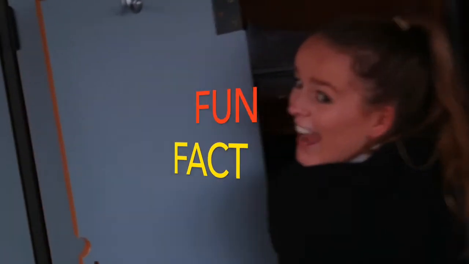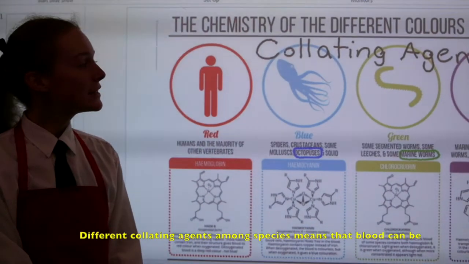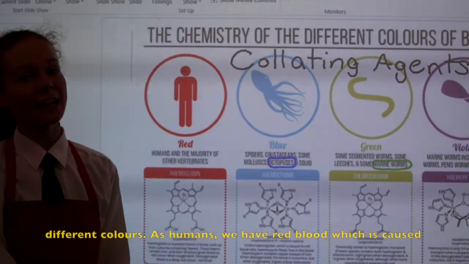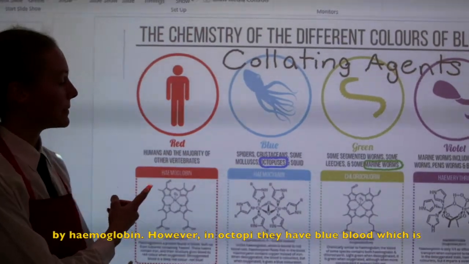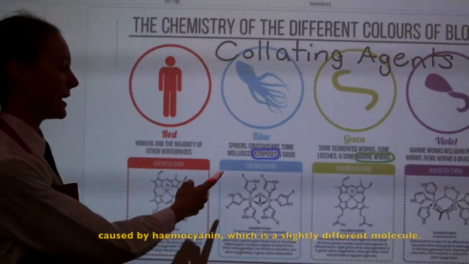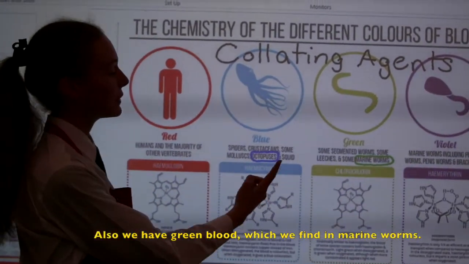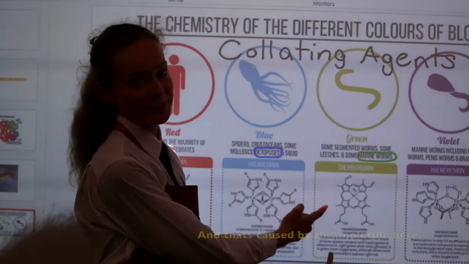Fun fact! Different colouring agents among species means that blood can be different colours. As humans, we have red blood, which is caused by haemoglobin. However, in octopuses, they have blue blood, which is caused by hemocyanin, which is a slightly different molecule. But also, we have green blood, which we find in marine worms, and that's caused by this molecule here.